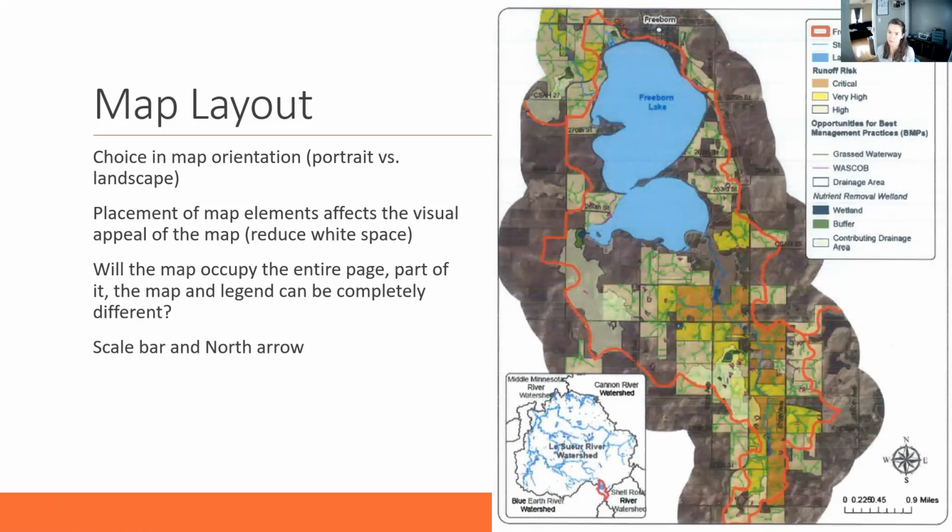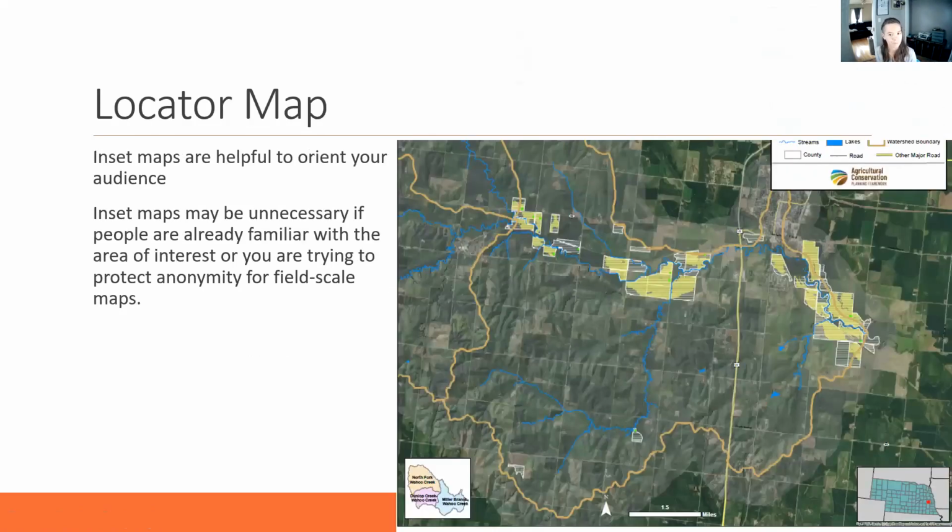This is from a Freeborn Lake water management plan, and this is what we tailored the final product to look like for that management plan. Make sure to include your scale bar and your north arrow so people can orient themselves. These locator maps are incredibly helpful if you're working in a big area. In this case, it's a set of three HUC 12 watersheds, and you can see where we are in Nebraska.